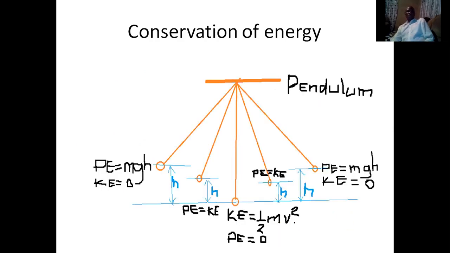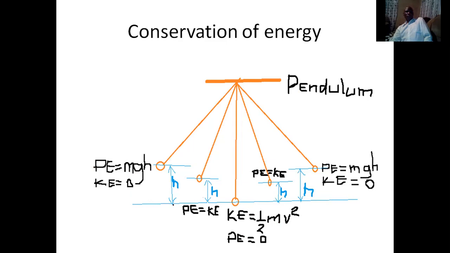Another illustration we can give for conversion of energy is the pendulum. A pendulum is made of a string which is attached to some point, and on the other side it has a bulb. The bulb is a mass. If you pull this bulb to some point, it means that from the resting position it would have gone up a height h. Therefore, to calculate the potential energy for this bulb, it is its mass multiplied by gravitational field strength multiplied by the height, this height here.